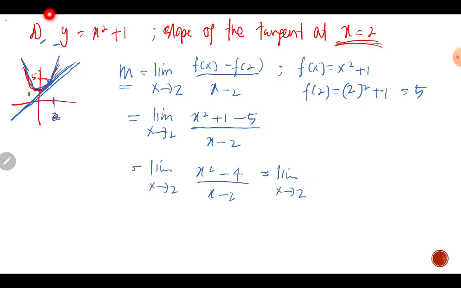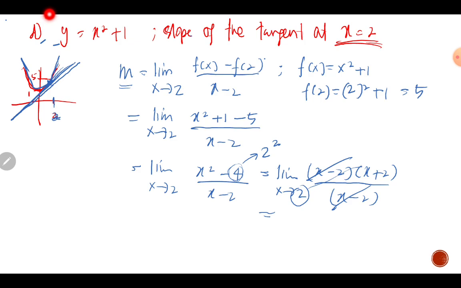Nampak pattern dia sama je macam tadi, but now we have x square minus 4. 4 ni sebenarnya adalah apa? 2 kuasa 2 kan. So we have x minus 2 times x plus 2 over x minus 2. So with this we cancel and then we ganti 2 ni ke dalam x plus 2. So we have 2 plus 2. Then the answer is equals to 4. Alright. So this is m.